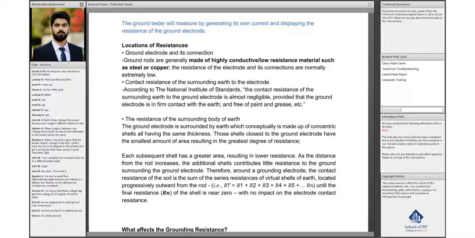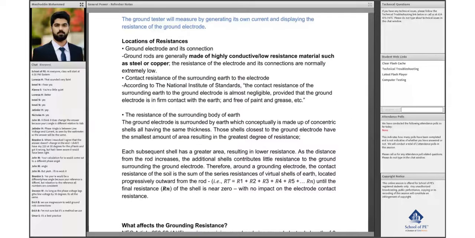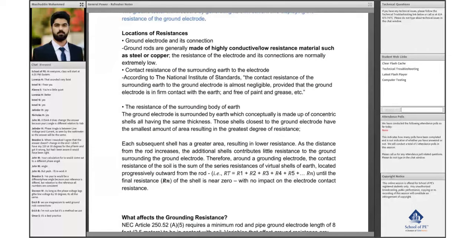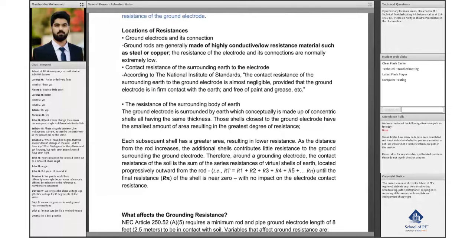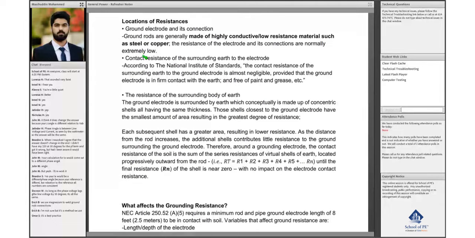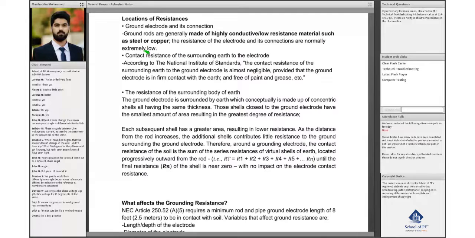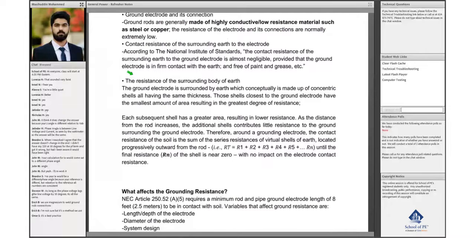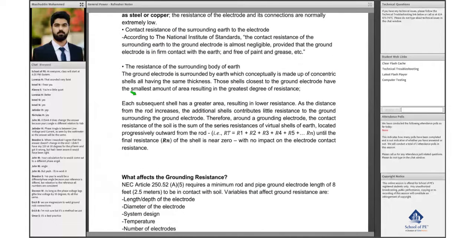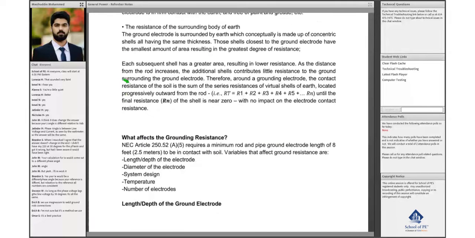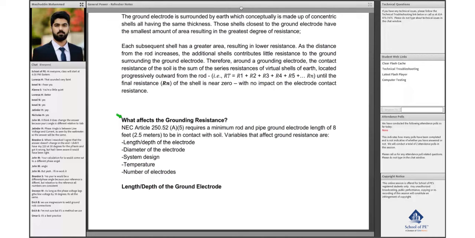So, location of resistances. There's some literature about how the location varies by different kinds of soils. The ground rods are usually very highly conductive in nature, and they're usually made of steel or copper, commonly used materials for ground rods. And the contact resistance of the ground rod and the earth is negligible as well. Then there is the resistance of the surrounding body of earth. We'll look at the spheres of influence in a while, but that plays an important role as well.